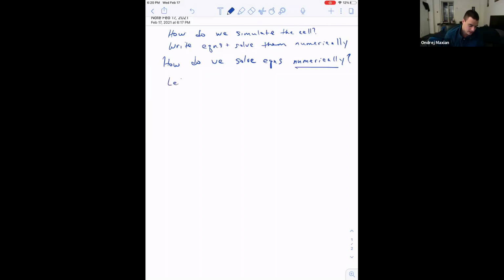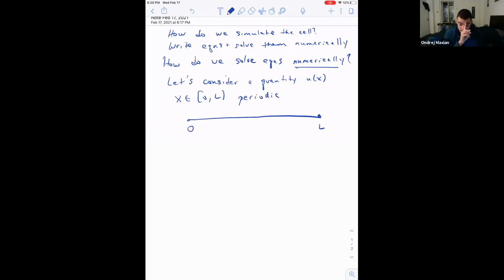To do that, let's consider a quantity u(x). And I'm going to define x on [0, L], periodic. So we're going to say that x lives on a periodic domain. Here's L, here's zero. Does anybody know what it means for a domain to be periodic?